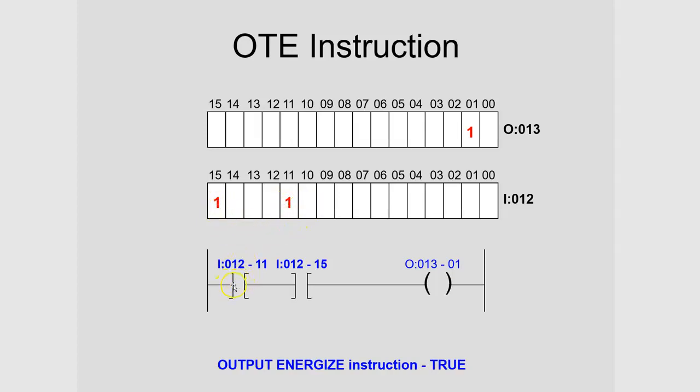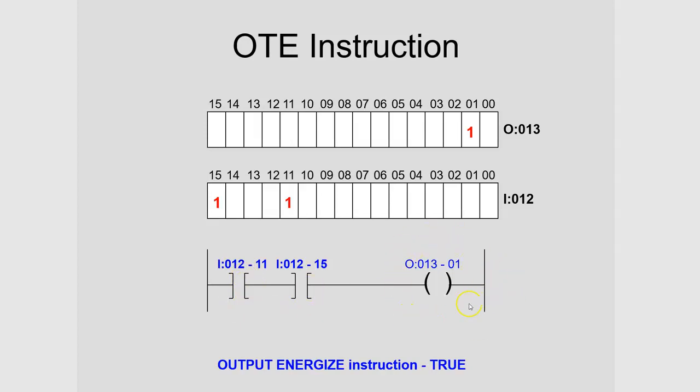And since we chose to use the examine if close instructions for both of these, this is going to look at the 1 in cell 11, and if it sees a 1, this is a true. It sees a 1, so this is true. So the first part of our AND is true. Over here, this is going to look at the cell that's numbered 15. It too has a 1. So since this is examine if close, it sees a 1, it's going to be true. Since this is in series, that's AND logic, a true and a true, that makes this output true.